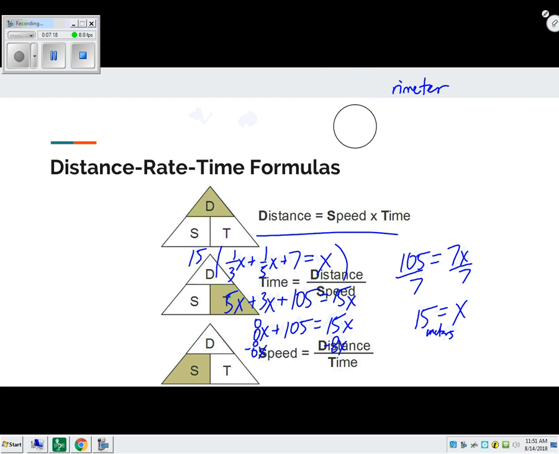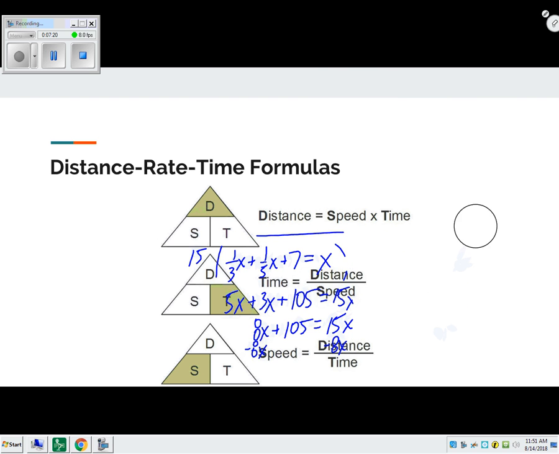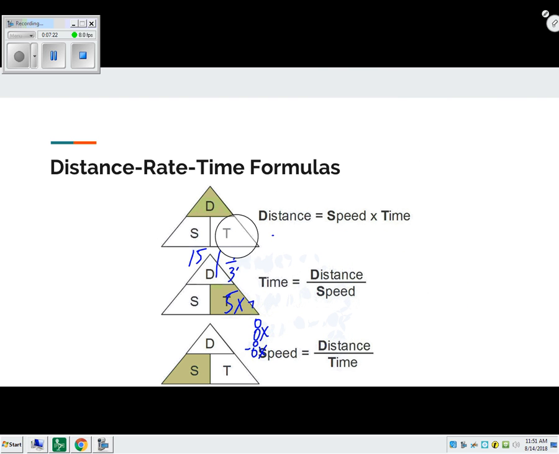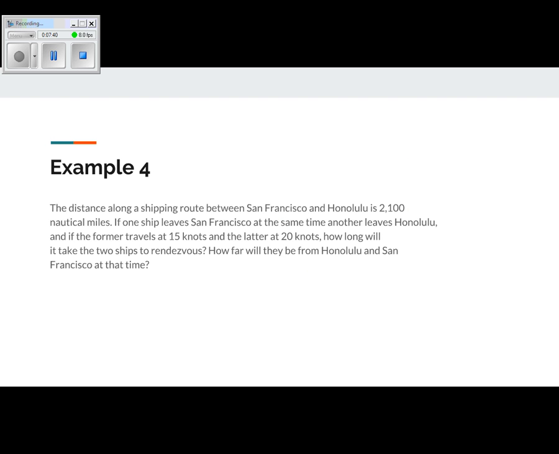The last part I want to talk about is distance, rate, and time formulas. Hopefully you did some of this in your science class, but the basic formula is distance equals speed times time. Time is equal to distance divided by speed if I divide both sides by speed. So I can solve this for any of them that I need to. We can come back and reference this if we want to.